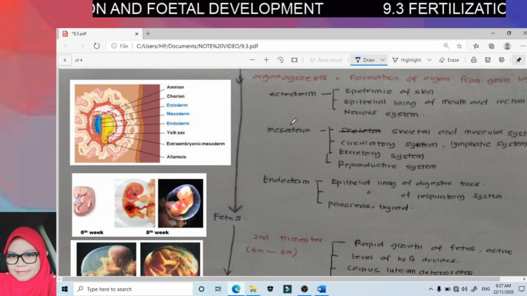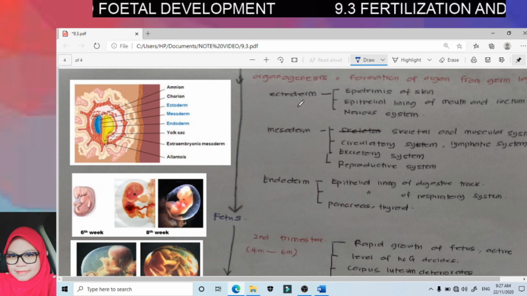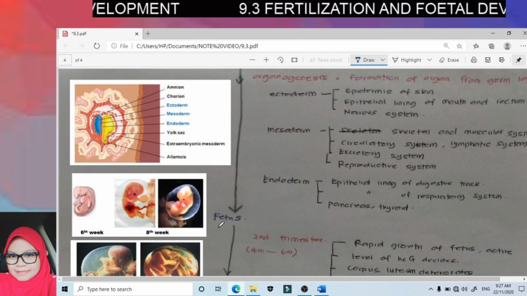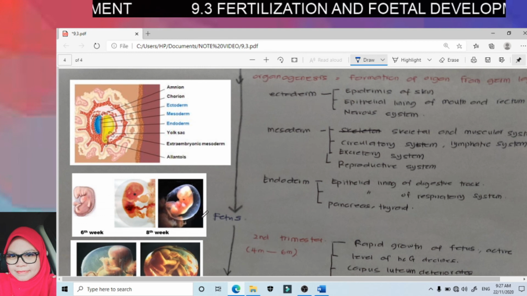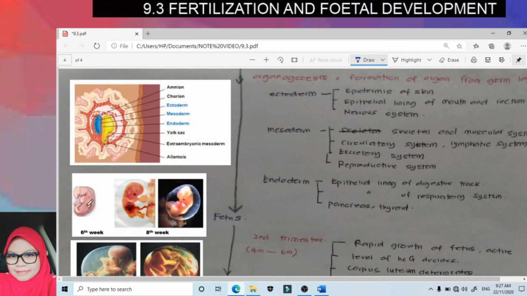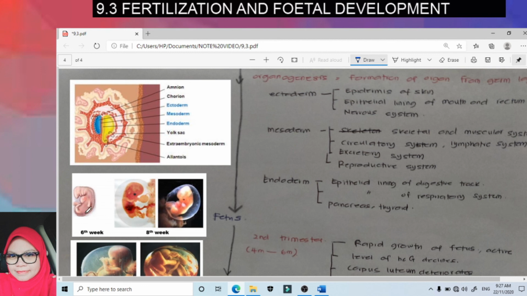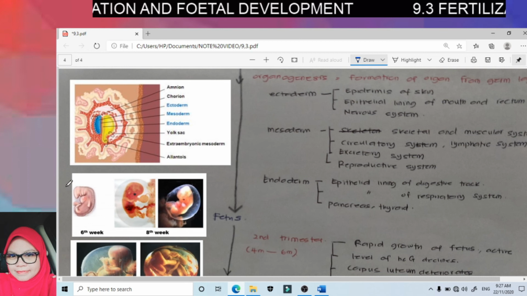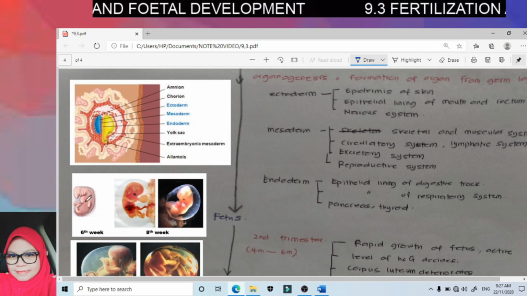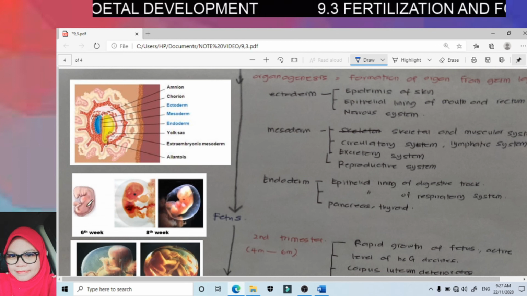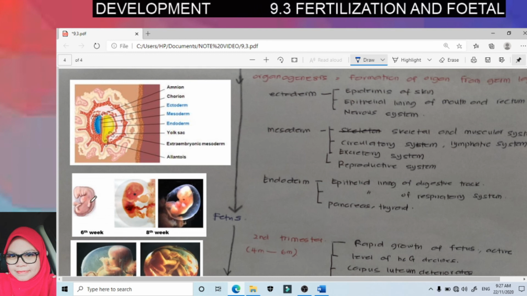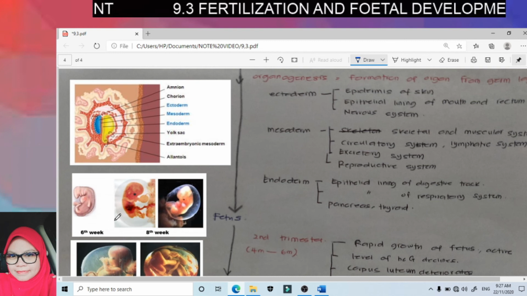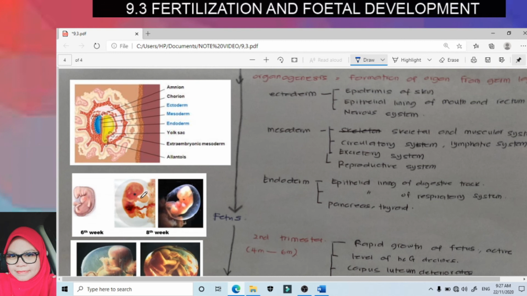So when the embryo already has all the organs, then we do not call it an embryo anymore. We call it a fetus. So look at here, by week 6 pun dia dah jadi fetus sebab dia dah ada dia punya backbone, and then dia dah ada dia punya brain, then dah ada structure of hand, and then dia dah ada dia punya jantung. So by this time kalau pergi buat scan, kita boleh dengar dia punya heartbeat.